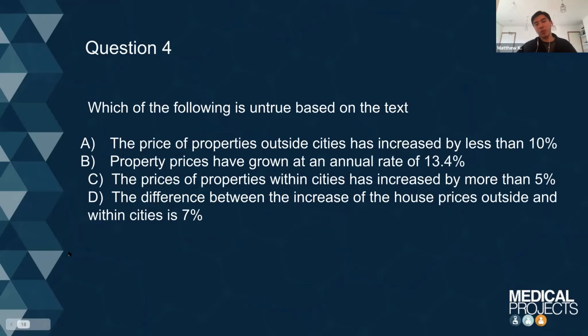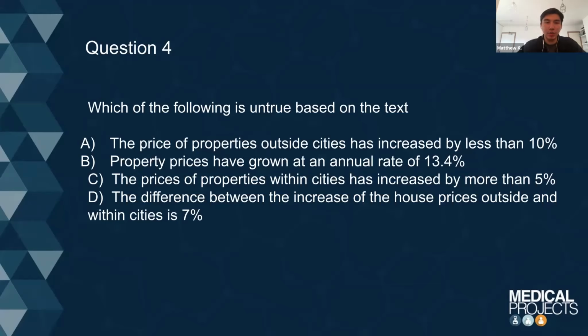So question 4, which of the following is untrue based on the text? A, the price of properties outside cities has increased by less than 10%. B, property prices have grown at an annual rate of 13.4%. C, the prices of properties within cities has increased by more than 5%. And D, the difference between the increase of the house prices outside and within cities is 7%. So more mixed here. So it's probably the hardest question, actually.